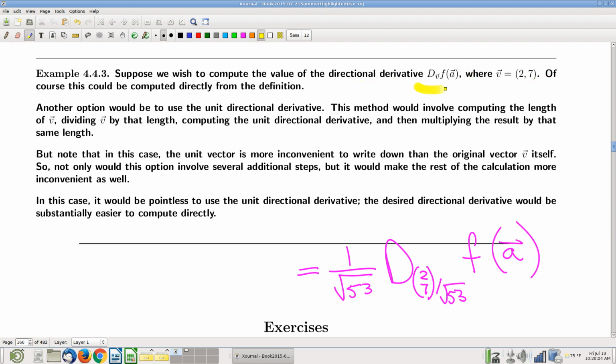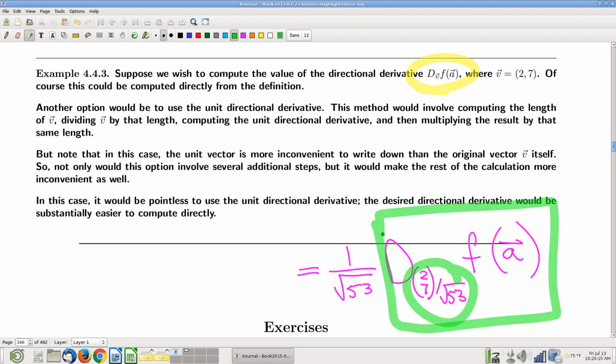I can just compute this straight up, or I could go to the trouble of turning that into a unit vector, having a more inconvenient calculation to go through because I have a stinky unit vector there that's got fractions and radicals in it. And then at the end, having done that, I have to multiply back by that square root in the first place. Absolutely pointless. Everybody see how completely pointless and silly this would be as a process?